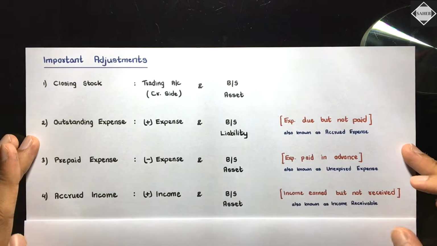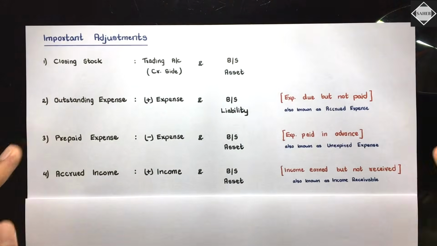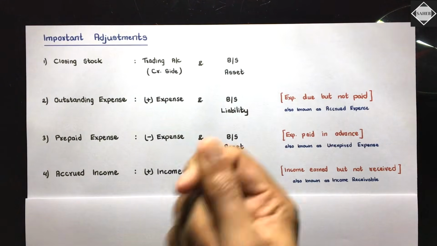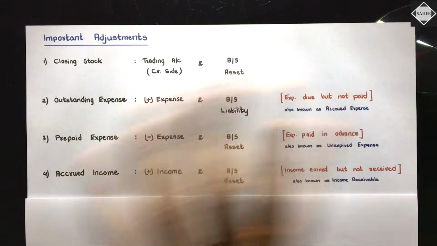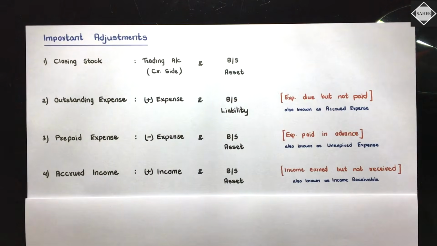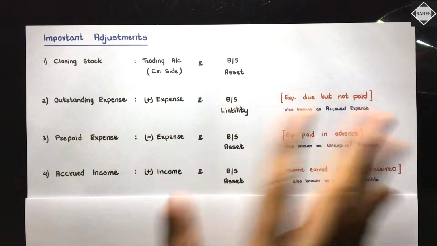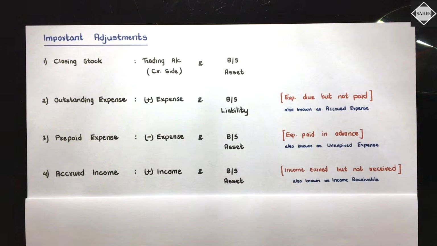Next we have accrued income. What do you mean by accrued income? Accrued income means you have earned the income. You have the right to receive the income, but you have not received it. It has become receivable, but you have not received it. That is what accrued income is.